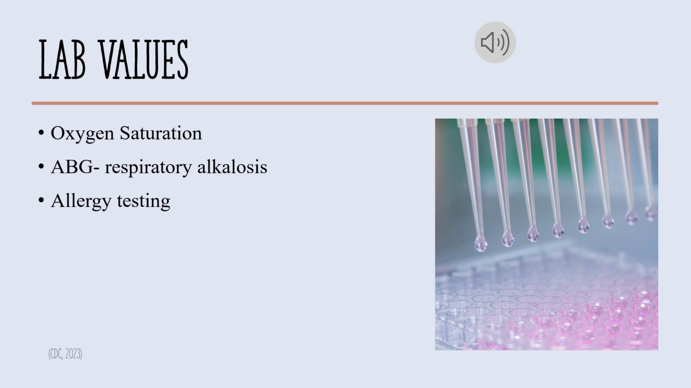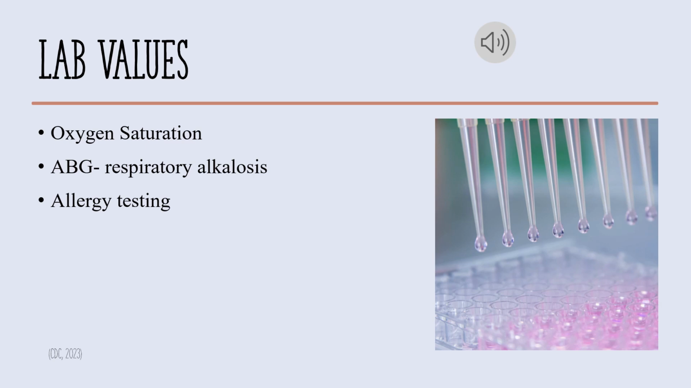Some lab values or tests that may be administered in order to diagnose asthma could include oxygen saturation, which means the percentage of oxygen that's within your blood. The normal range is about 100 to 95. So an oxygen saturation of 92 to 97 could constitute moderate asthma, and less than 92 would signify severe asthma. We can also look at arterial blood gases. If someone is in respiratory alkalosis, this could also indicate that they may have asthma.